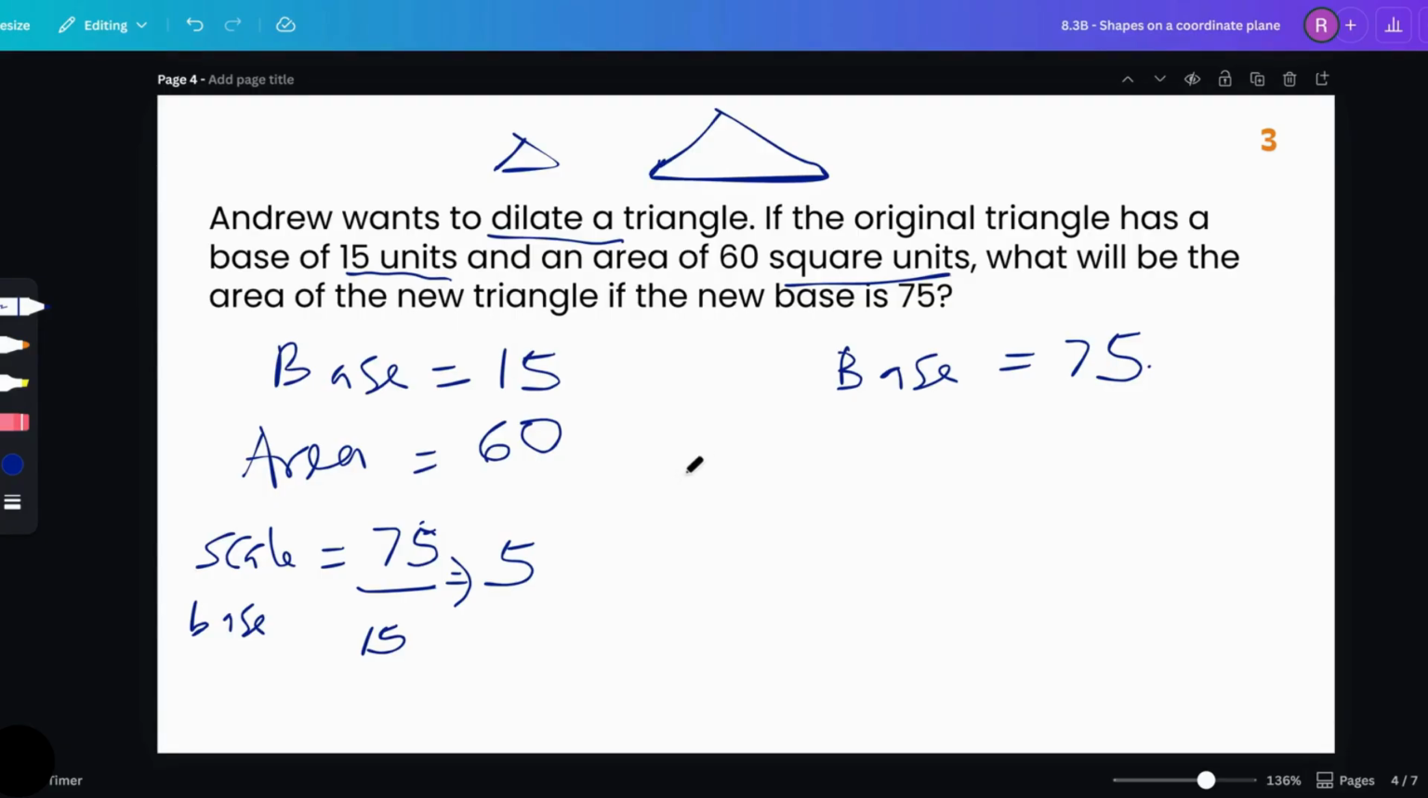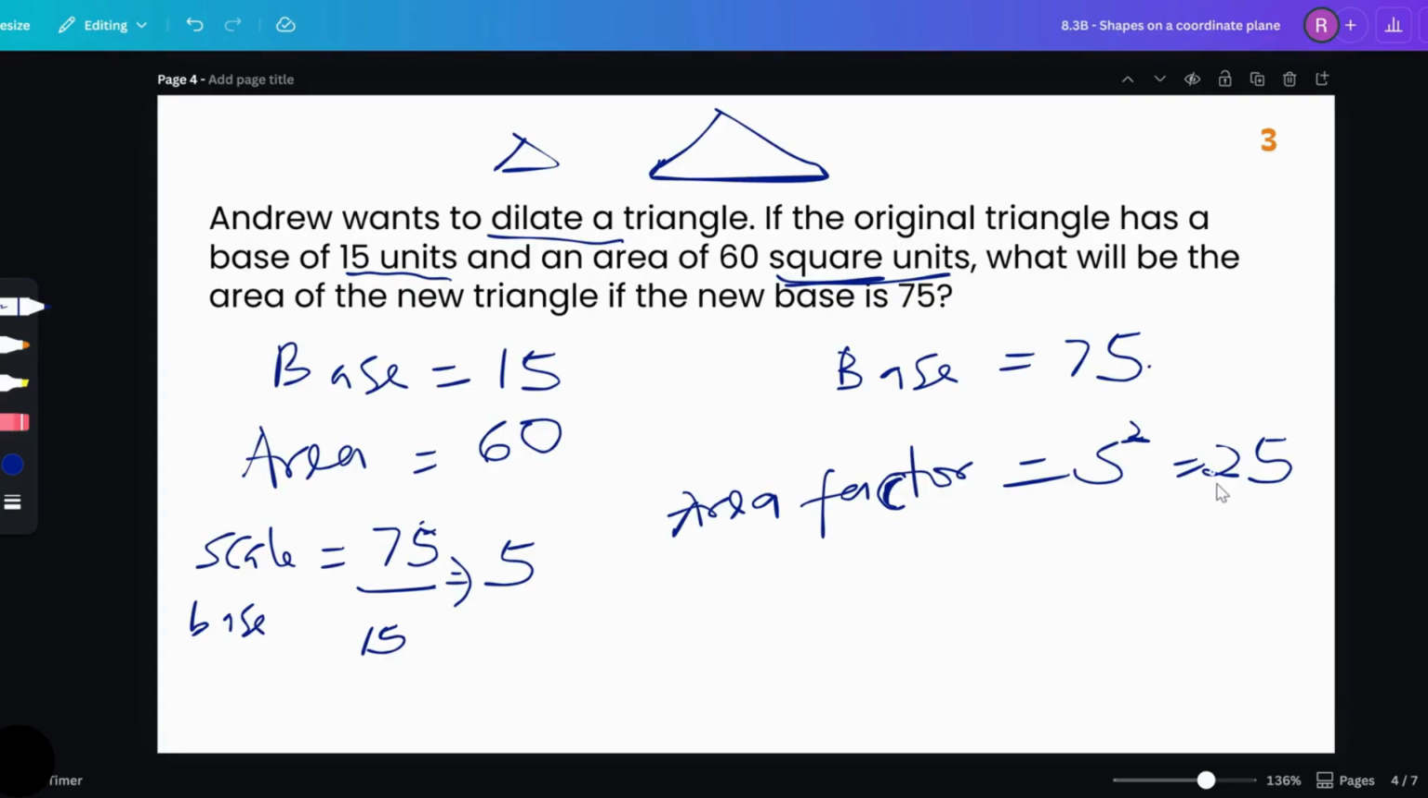But please do not make the mistake of saying the area will be 60 times 5, because you will get a wrong answer. If the scale factor is 5, the area factor will be 5 squared, because area is always squared. The base factor is 5, but the area factor will be 5 squared, and that will be 25, because area is always squared.